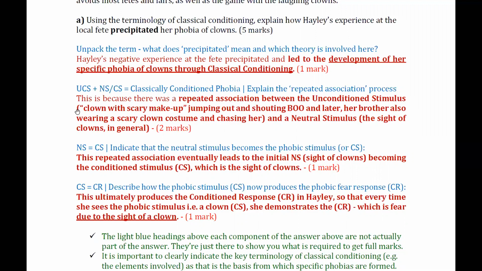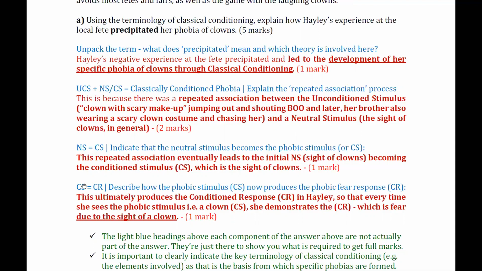So remember, there's a repeated association between the UCS and what is initially the NS, or the neutral stimulus. So repeated association between the clown jumping out at her and screaming boo, and Hayley actually seeing the sight of the clown, the clown's face. The next part of your answer, and that's 2 marks for that because it is a bit of an explanation you've got to do there.